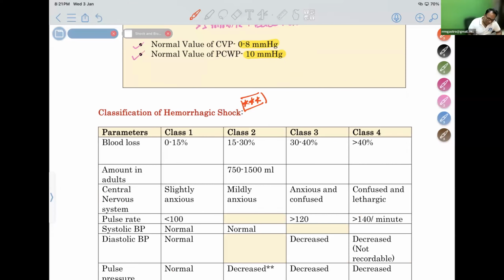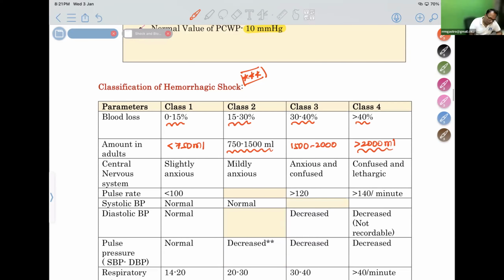Hemorrhagic shock we can divide into 4 types. Class 1 is a condition in which 0 to 15% of blood is lost, nothing but less than 750 ml. 15 to 30% is 750 to 1500 ml. 30 to 40% is 1500 to 2000 ml. And more than 40% is more than 2000 ml. So these are the amounts of blood lost: less than 750, 750 to 1500, 1500 to 2000, more than 2000 ml. This is a very, very important classification of hemorrhagic shock, repeatedly asked in exams.